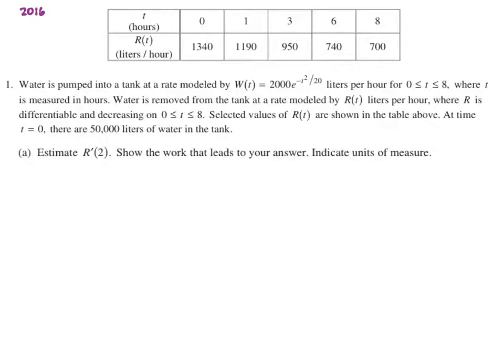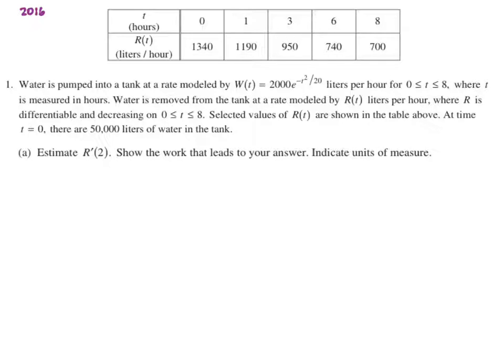It says water is pumped into a tank at a rate modeled by W of T in liters per hour over the interval 0 to 8, where T is measured in hours. Water is removed from the tank at a rate modeled by R in liters per hour, where R is differentiable and decreasing over that same interval. Select values of R are shown in the table above. At time t equals 0, there are 50,000 liters of water in the tank.